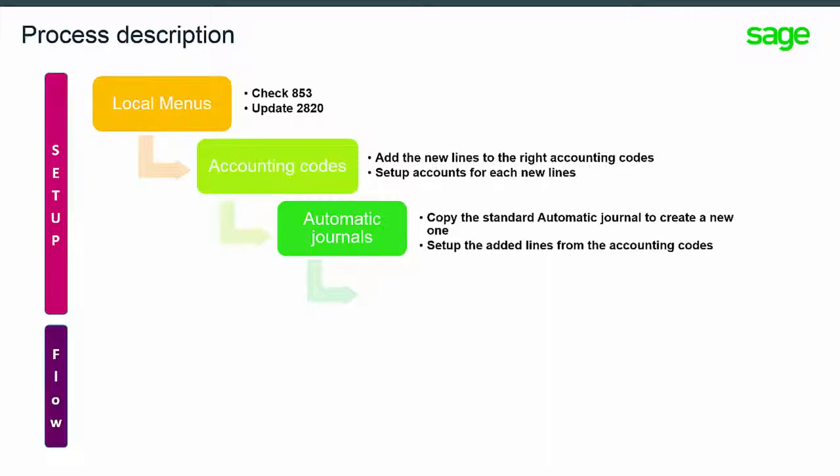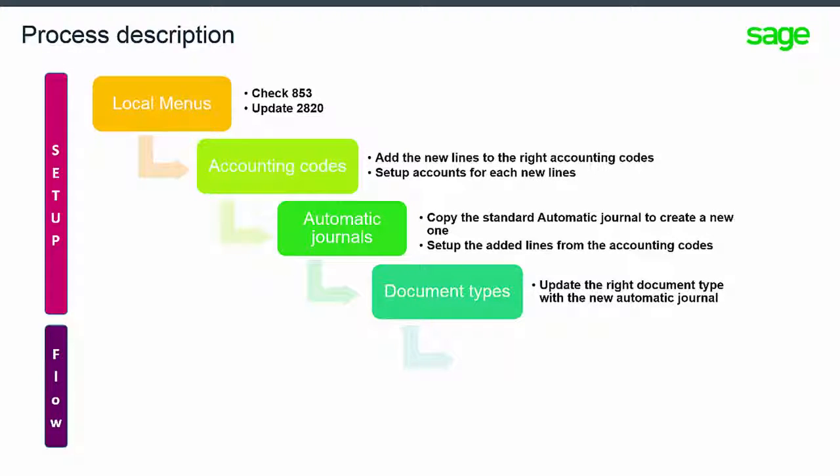In order to use the new accounting code lines in posting from a document, you need to set up the added lines in the right automatic journal. We recommend you copy the standard automatic journal rather than updating the standard one. If you create a new automatic journal, you have to update the document type definition to set up the new automatic journal created as the one to be used for this type of document.